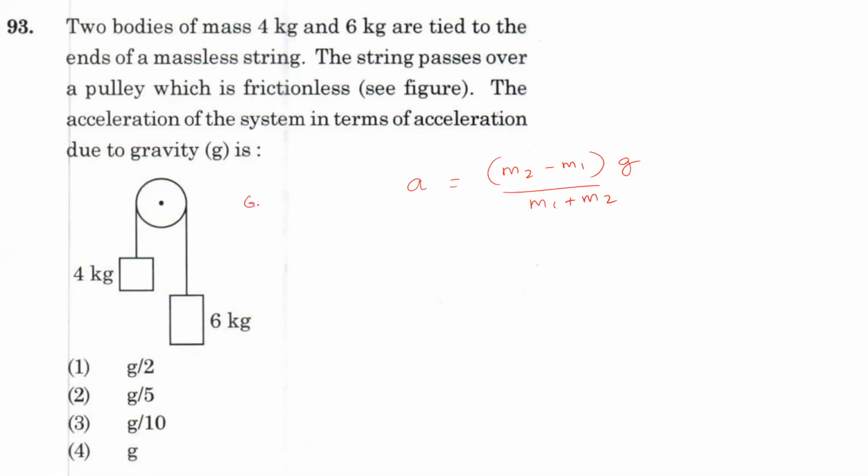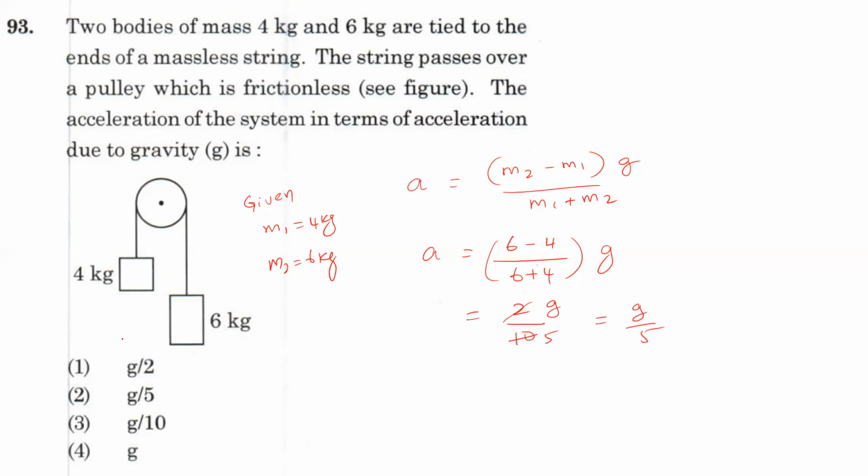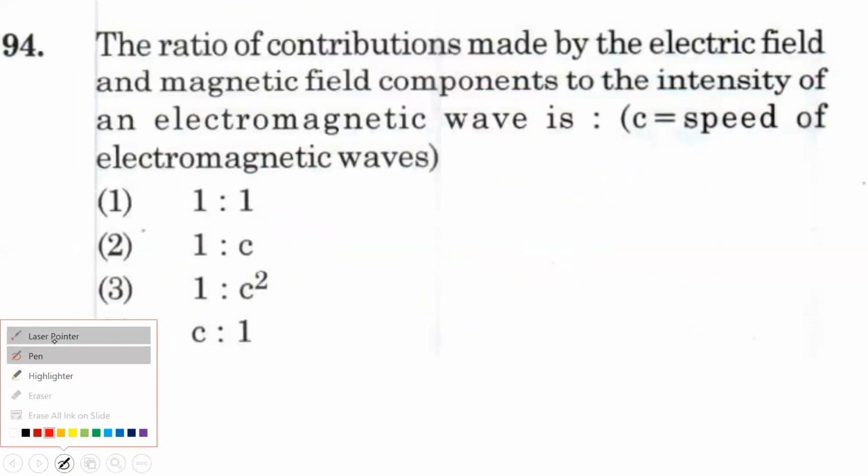Here m1 is equal to 4 kilogram and m2 is equal to 6 kilogram. By substituting these values in this equation, we get 6 minus 4 divided by 6 plus 4 into g. Here 6 minus 4 is 2, so 2 into g divided by 6 plus 4, which is 10. Now by cancelling 2 and 10, we get 5. So the answer for the 93rd question is g by 5. Second option is correct.